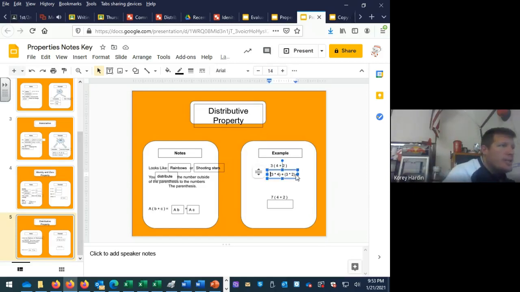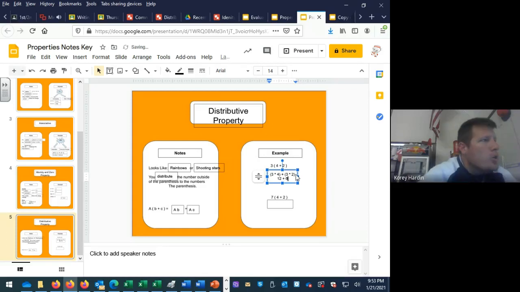Now, sometimes you're going to be asked to work these out. So let's work it out. 3 times 4. PEMDAS. There it is. Left to right, 3 times 4 is going to be 12. Put my addition sign in. 3 times 2 is going to be 6. Okay? 12 plus 6, you're going to have your answer of 18 when you add and subtract from left to right. Okay?